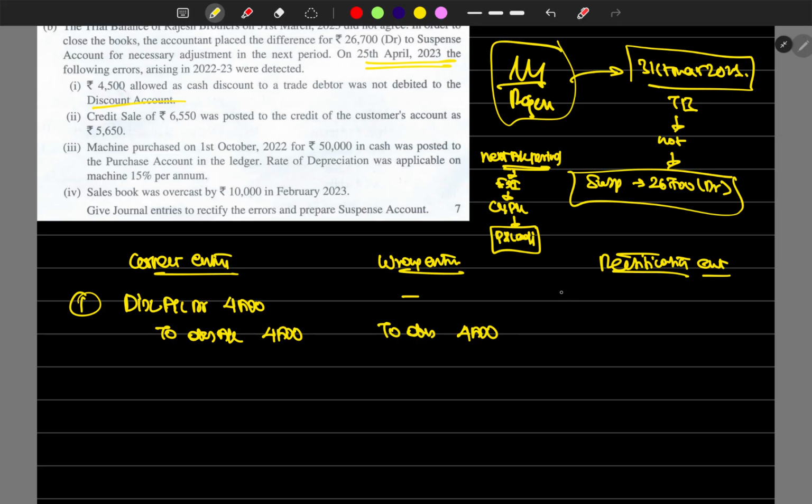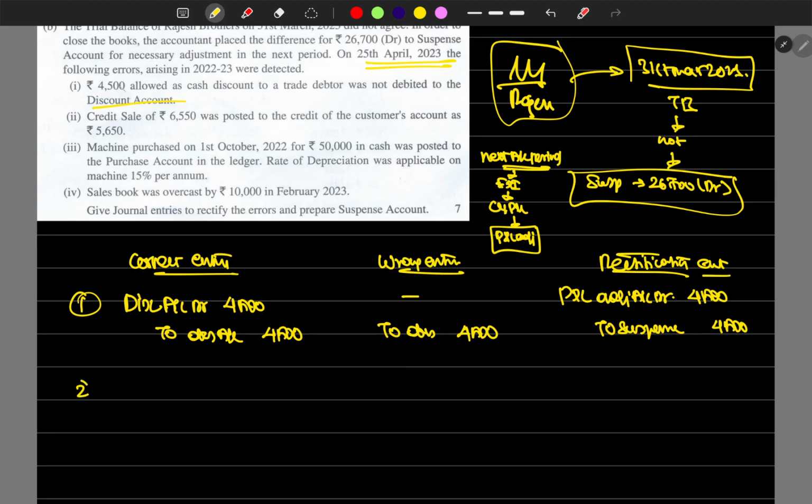Now the discount is recognized as P&L adjustment account, debit. Debtors has been correctly credited, so we don't need to touch the debtors account. So what we have to do here is put the suspense, 4,500. That's it.